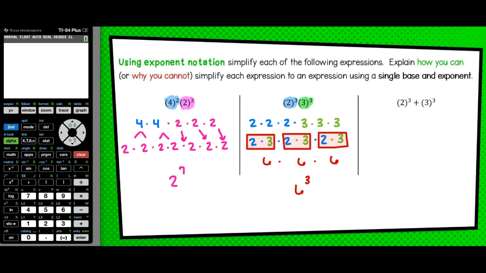Now let's look at the last one. This one's a little bit different because unlike the other expressions, I have addition between 2 terms. I'll need to be careful and make sure that I'm following order of operations. Let's start by expanding the expression.